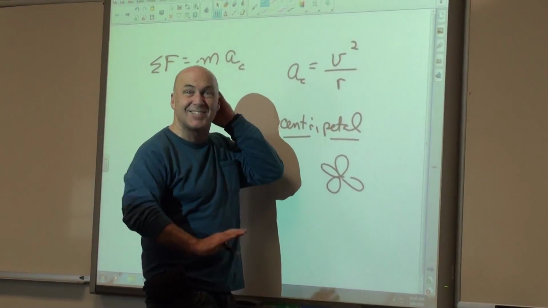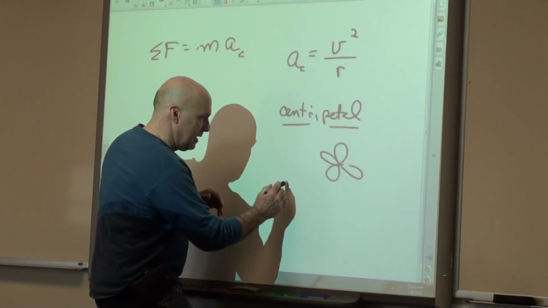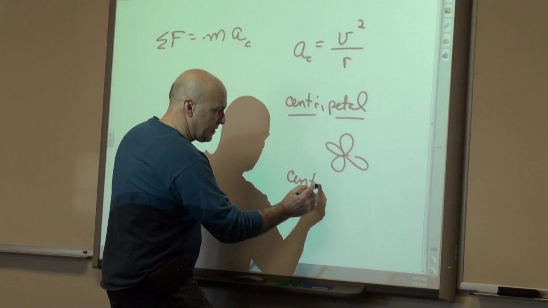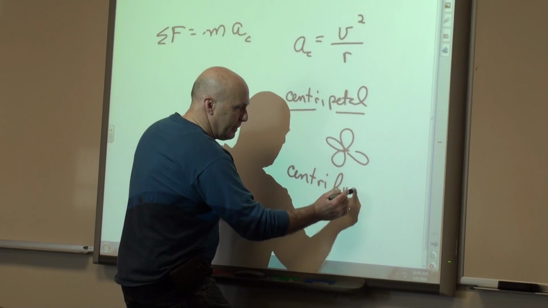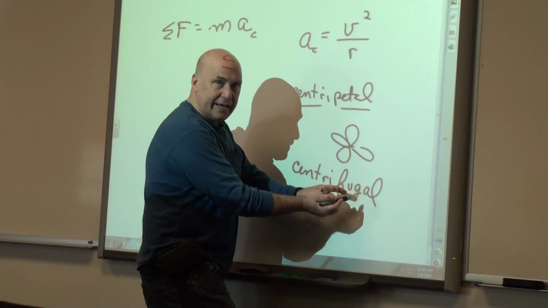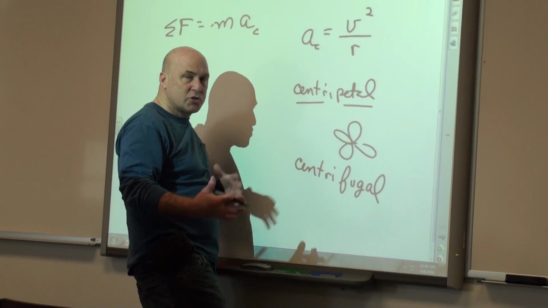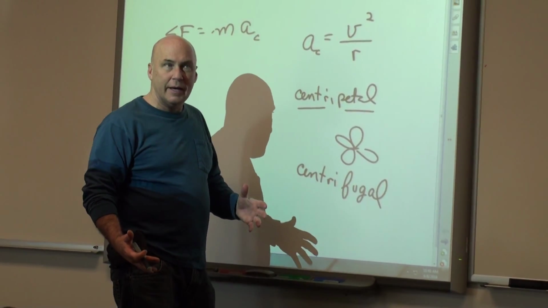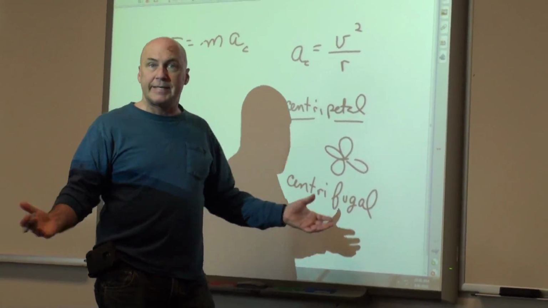Here's a force that doesn't exist. It's all made up. Centrifugal: centra means center, and fugal means to flee. You get the word fugitive from that. Center fleeing, which means outward. There's no real force making you go outward. It's an illusion. It's pretend.